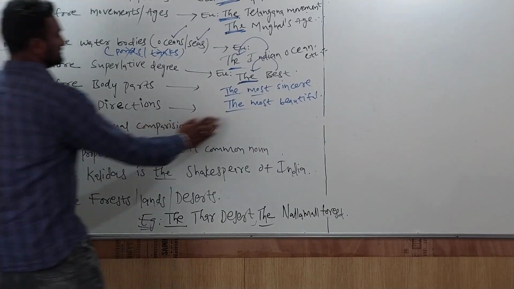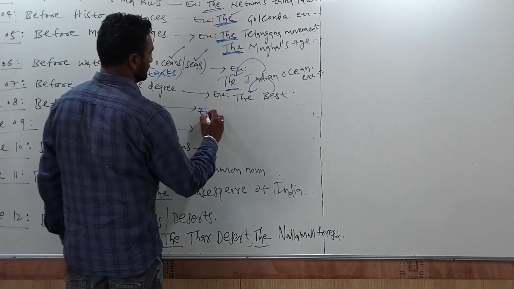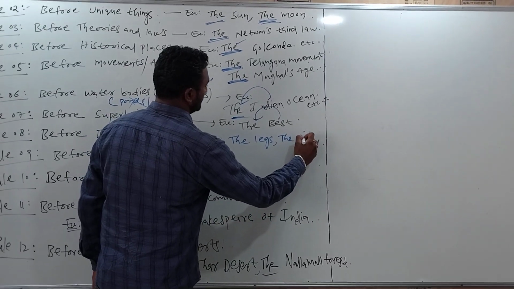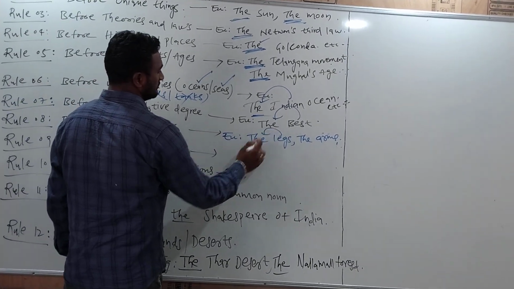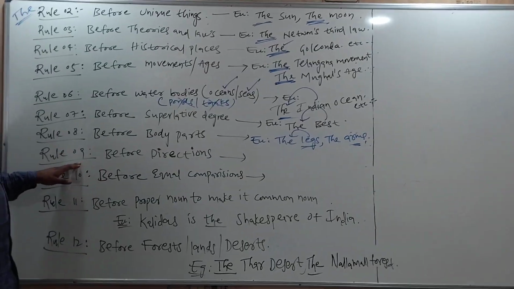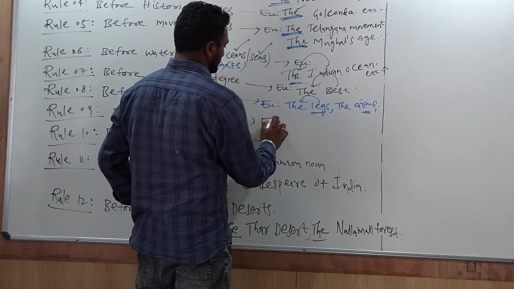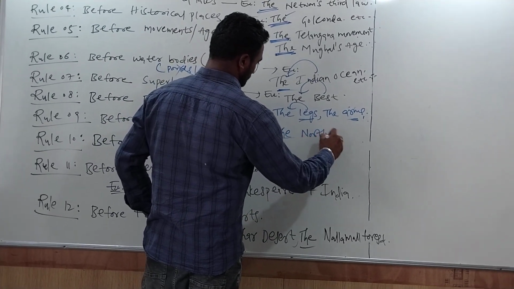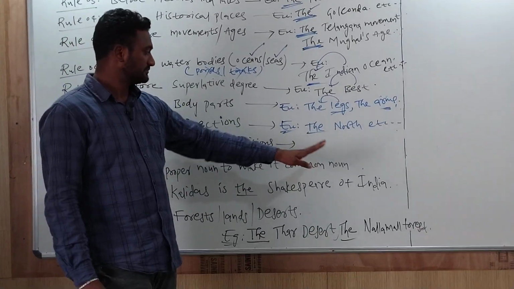And before body parts. So body parts. For example, you take the legs, the arms, etc. You should not use "a leg" or "an leg". Body parts should always be preceded by article "the" only. And coming to rule 9, before directions: north, east, west, south. So here any direction should be preceded by article "the" only. The north, the east, the west, the south.